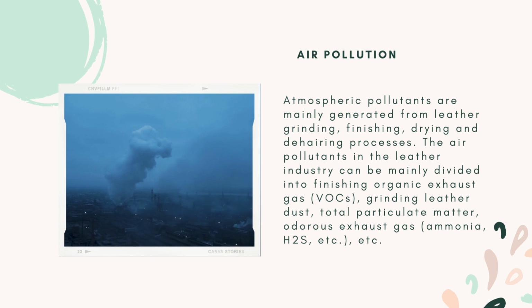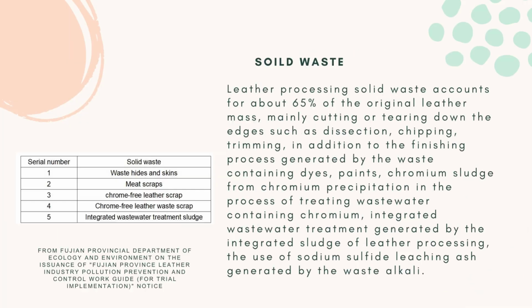Some other malodorous emissions come mainly from the leather processing process and sewage treatment facilities. Leather processing solid waste accounts for about 65% of the original leather mass, mainly from cutting or tearing down the edges such as dissection, chipping, trimming, in addition to the waste generated by the finishing process containing dyes, paints, chromium sludge from chromium precipitation in the process of treating wastewater containing chromium, integrated sludge from the integrated wastewater treatment of leather processing, and the waste alkali generated by the use of sodium sulfide leaching ash.